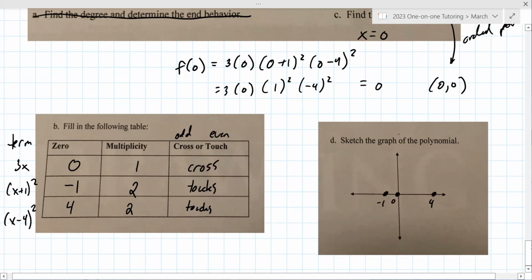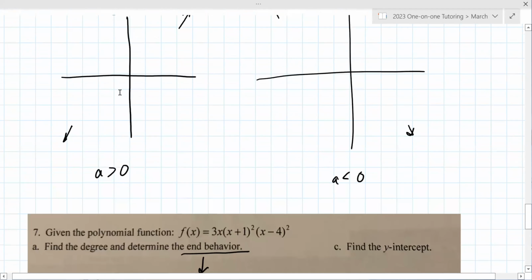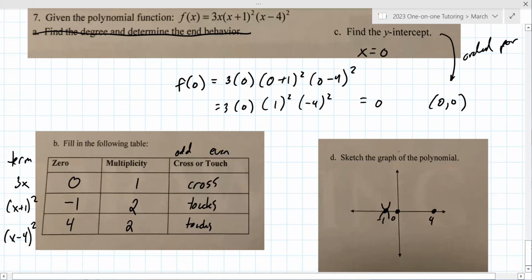Okay. And it's like, what happens at each of them? Well, at -1, it touches, but you don't know whether it comes down or comes up to touch. So to answer that question, that comes from the end behavior. Okay, that comes from knowing that since it's an odd, it has to start low and end high. So when you're sketching it, you actually start with those, because that tells you, okay, I come up and then I have to touch.